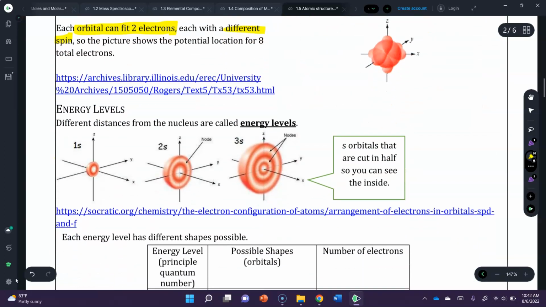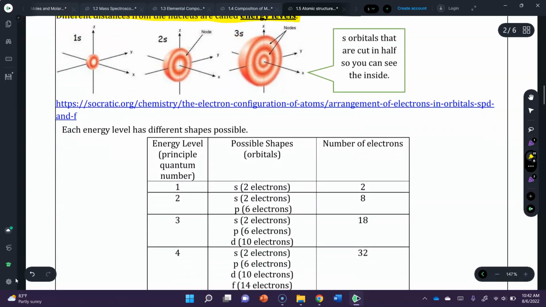Okay, next up we have energy levels, right? So that principal quantum number. Different distances from the nucleus are called energy levels. Okay, so the S orbitals here are shown cut in half so that you can see inside, and thus you see the dark areas, which is the energy level where electrons are located.